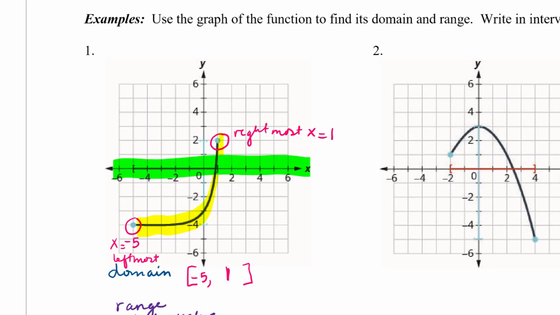Smallest to largest, looking left to right. For the range, we're going to look from lowest point to highest point, looking from down to up. Remember that our output is measured on the vertical axis, right? So we go up and down.